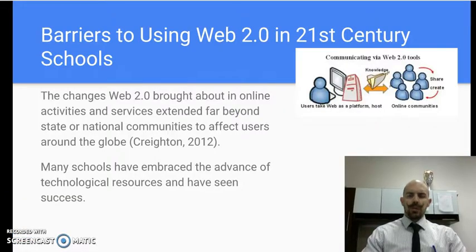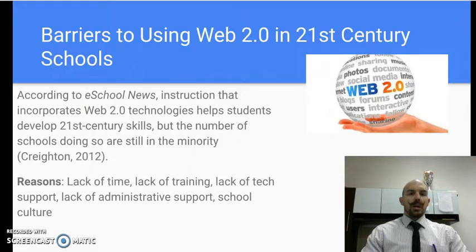Barriers to using Web 2.0 in the 21st century in schools. We know that changes to Web 2.0 brought out a lot of online activities and services extending beyond the classroom in state and national communities to affect users around the world. Many schools embrace this, and the advance of technology and resources can be seen all over with good success. However, according to eSchools News, instruction incorporating Web 2.0 technologies helps schools develop skills, but the number of schools doing so are in the minority.